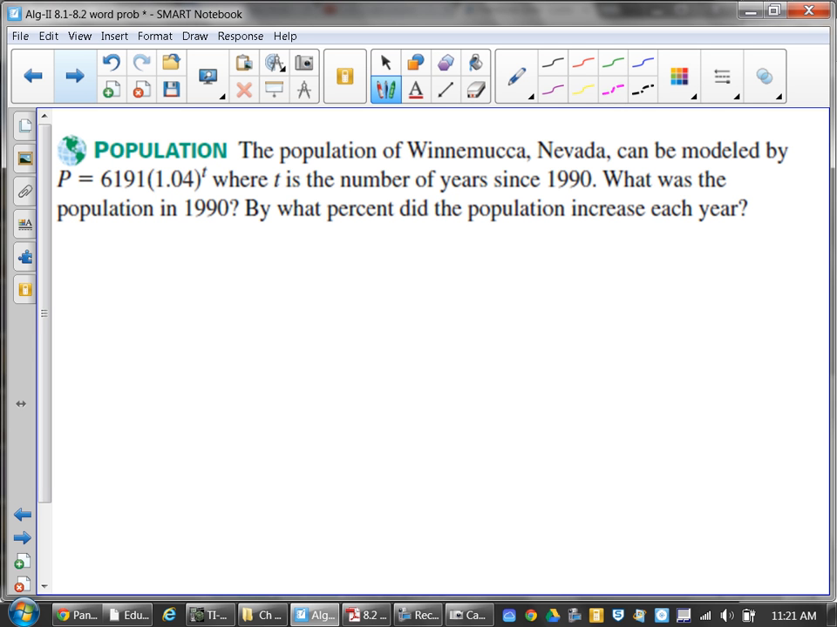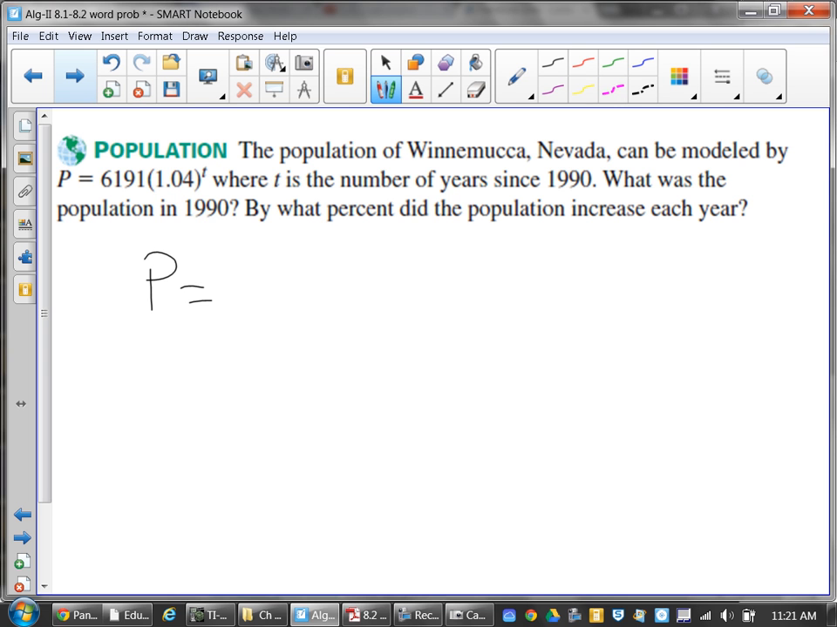This place in Nevada has a population. What is the name of the place? Winnemucca, I think. Why don't you use Google Translate? You just type it in. I'm busy.